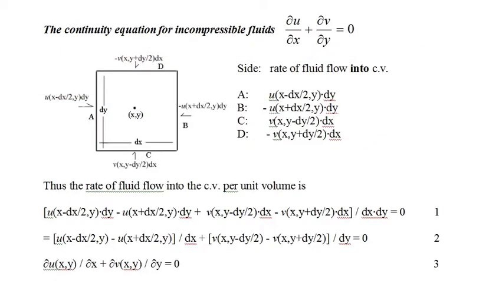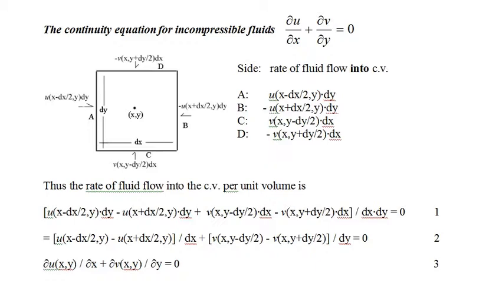The continuity equation states that the partial derivative of u, the x velocity, with respect to x, plus the partial derivative of v, the y velocity, with respect to y, equals 0. And it's demonstrated by examining the fluid flow into a small control volume centered at x and y. What is the rate of fluid flow into the control volume through side A?